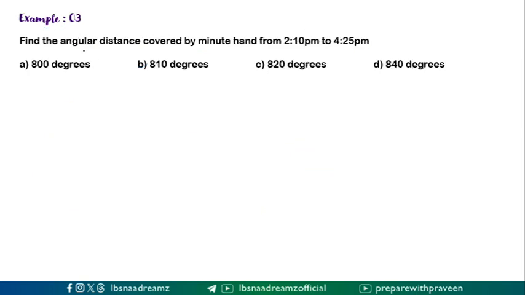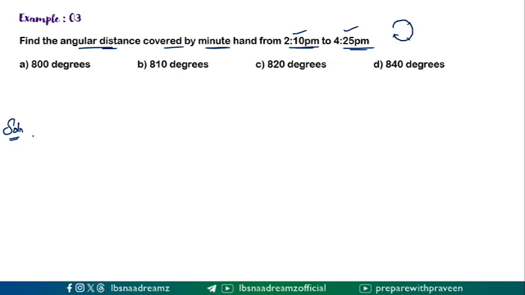Find the angular distance covered by minute hand from 2:10 p.m. to 4:25 p.m. So in this example, you have to find the angular distance covered by the minute hand from 2:10 p.m. to 4:25 p.m. So from 2:10 p.m. to 4:25 p.m., the minute hand would have covered certain distance, right? So you have to find the angle between 2:10 to 4:25. Okay.